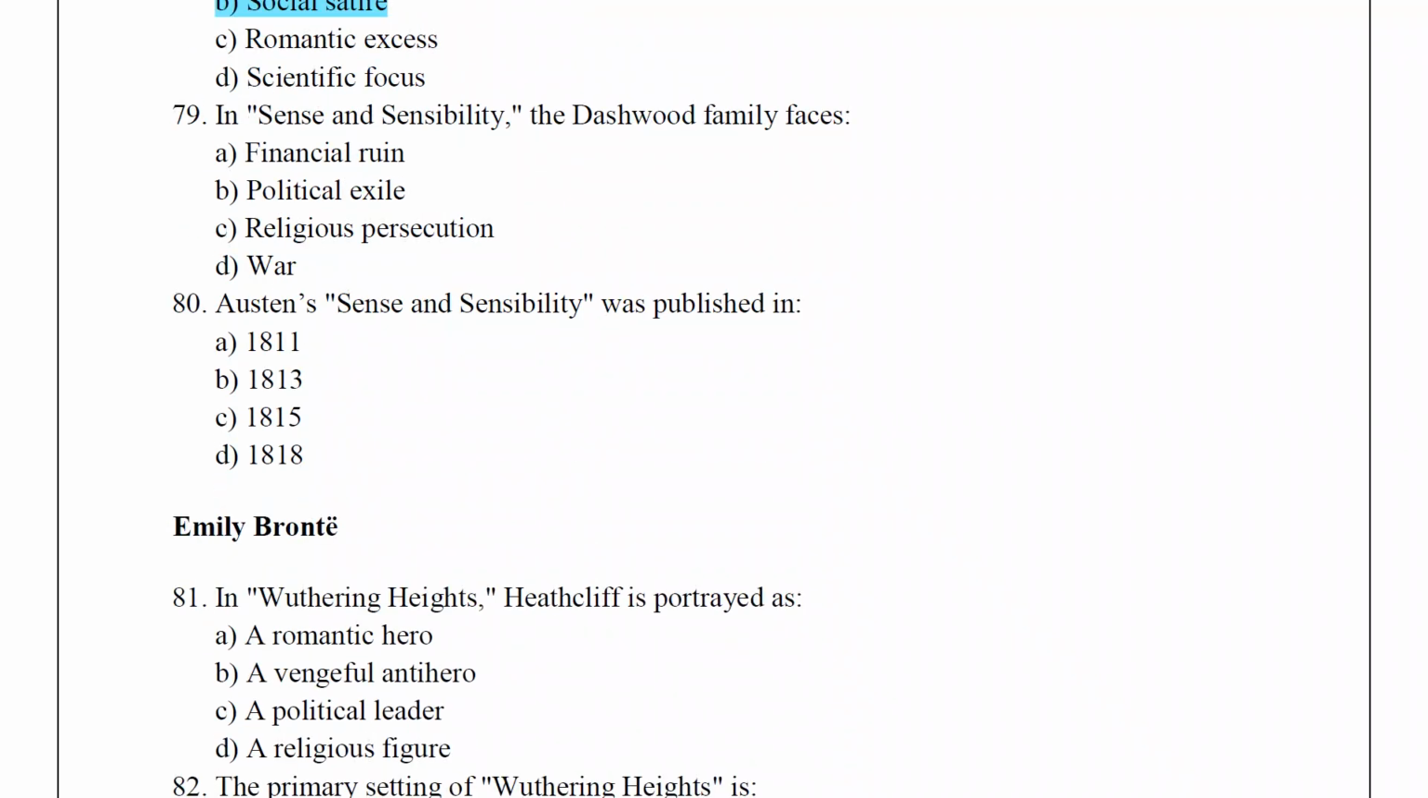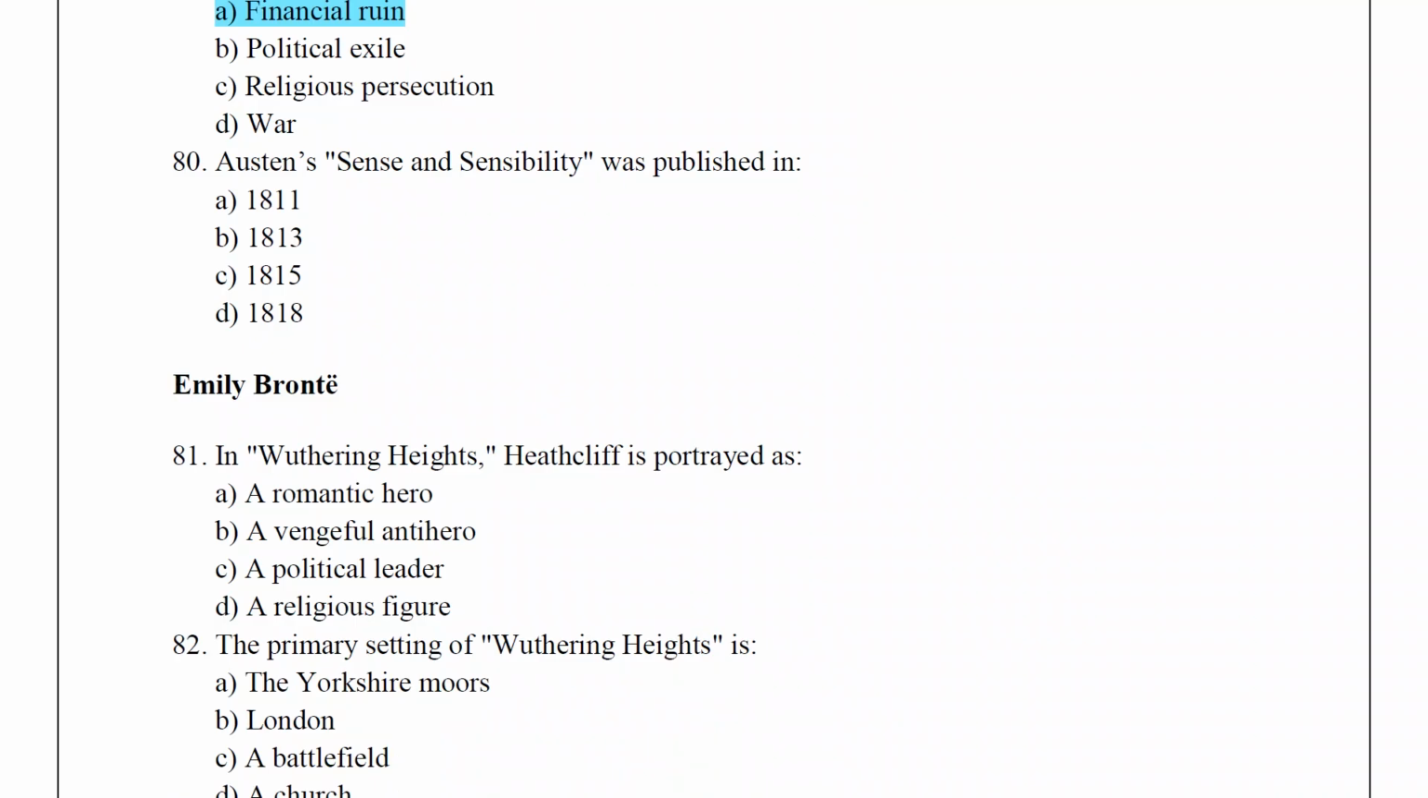In Sense and Sensibility, the Dashwood family faces financial ruin. Austen's Sense and Sensibility was published in 1811.